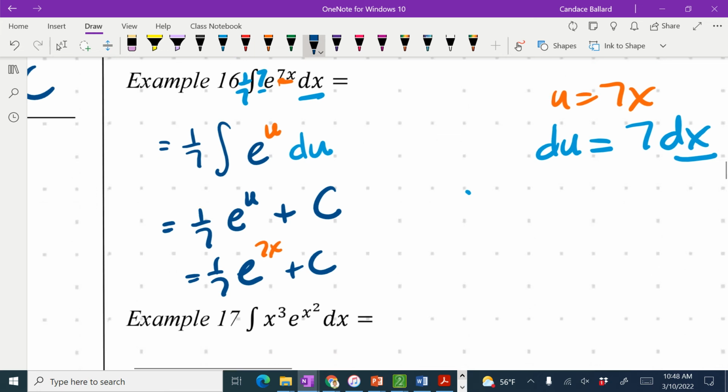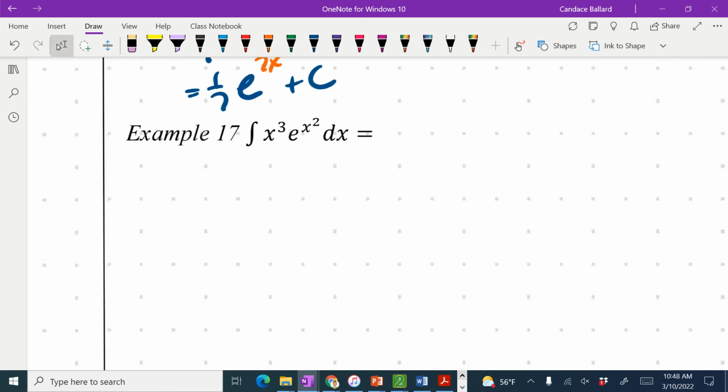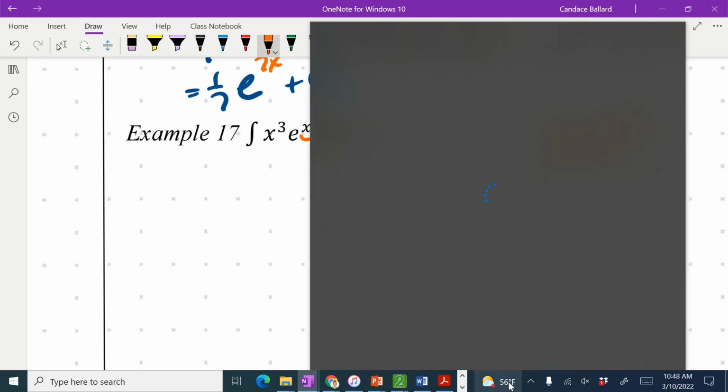All right. Let's take a look at 17. Okay. What do you think the u is on 17? Good. All right, everybody try 17 on your own. So we've all got the same u. See what you can do with 17. Give you a minute to do it.